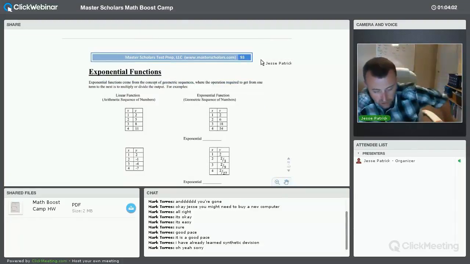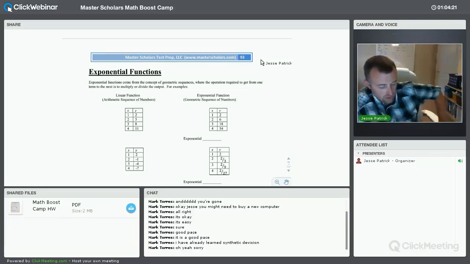I'm at a point, though, that if I got shut off, we'll just keep this as the class, and I'll just have to maybe get a new video card for next week. I'm going to see what happens. Hopefully we can get through this. So exponential functions, page 93, that's the last thing I'm going to do.